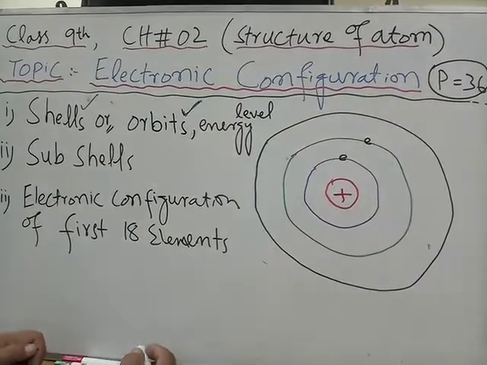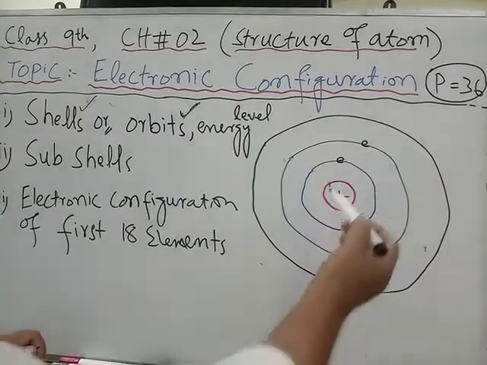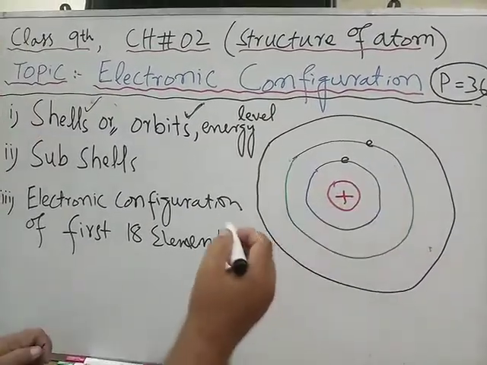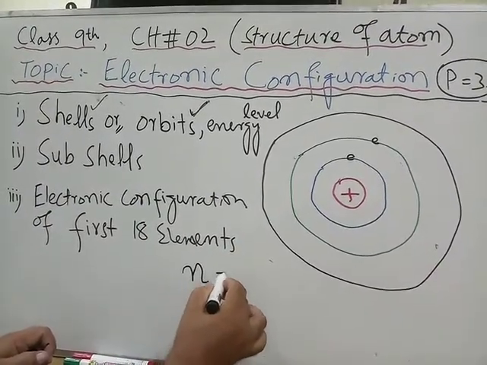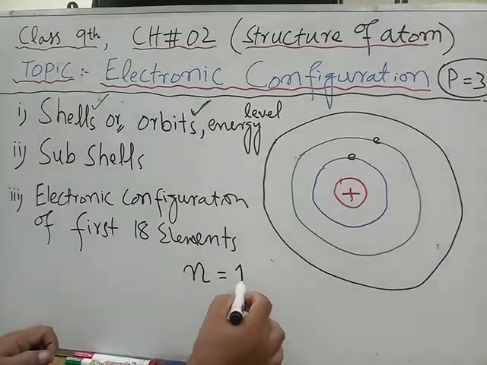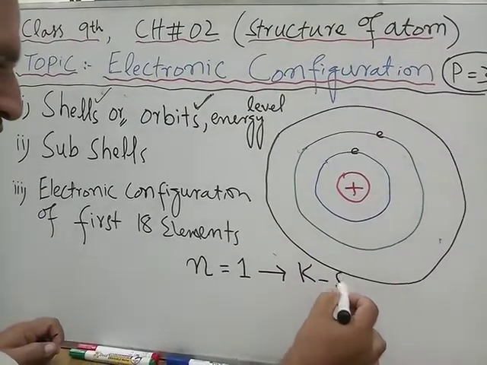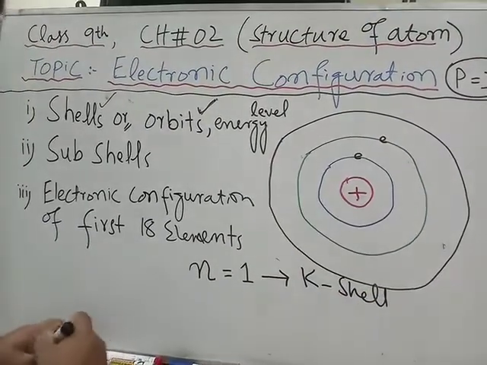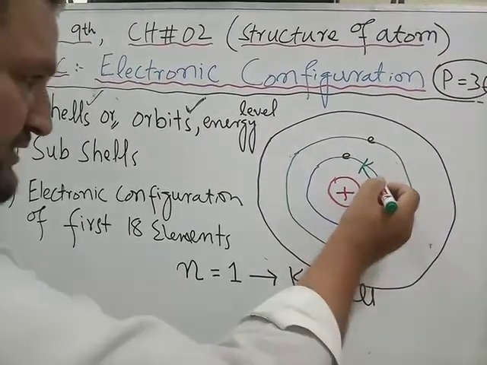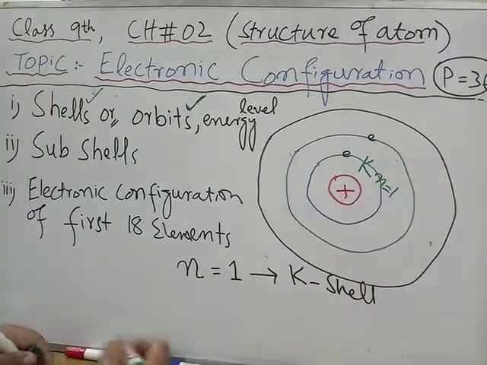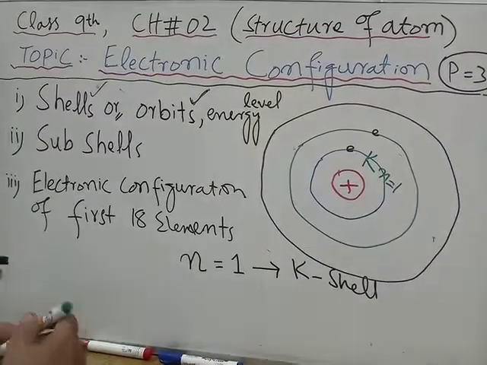Energy levels start immediately after the nucleus. This is called the first shell, and shells are represented by small n. n is equal to 1. It is also given a symbol called K, so we will also call it the K shell. Remember that, students, this is the K shell, also called n equal to 1. n is the number of the shell.